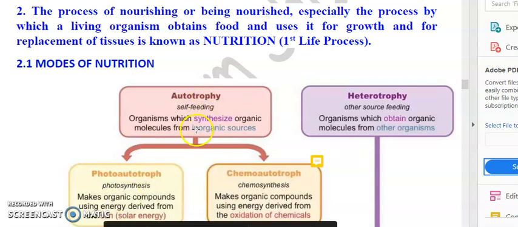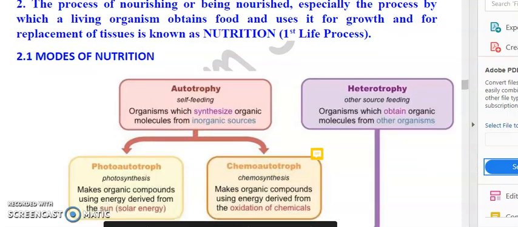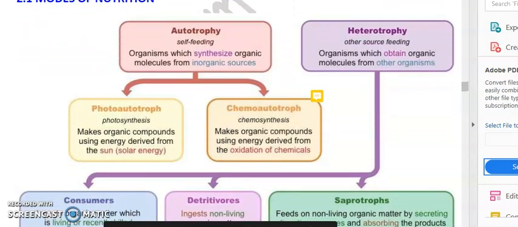So under autotrophic mode of nutrition, we have two main categories. The first category is photoautotroph and the second is chemoautotroph. Photo means light, from the word photon, light. So these are organisms which generate their own food resource in the presence of light, right? So photosynthesis, which most of the plants or the pigment-containing organisms undergo, is a phenomenon under photoautotrophism.